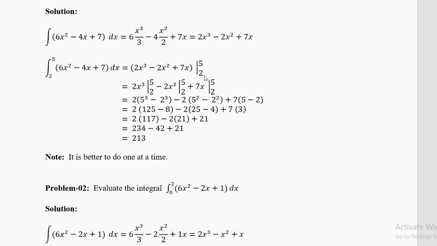Now put the limits from 2 to 5. So the first item is 2x³, from 2 to 5. 2 times (5³ − 2³), which is 125 minus 8, which is 117. 2 into 117 is 234.